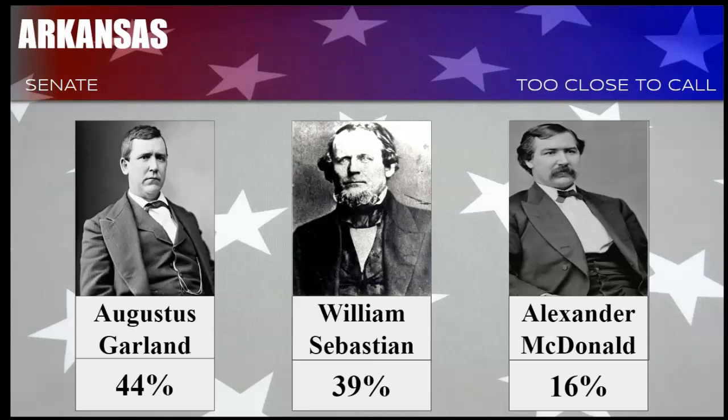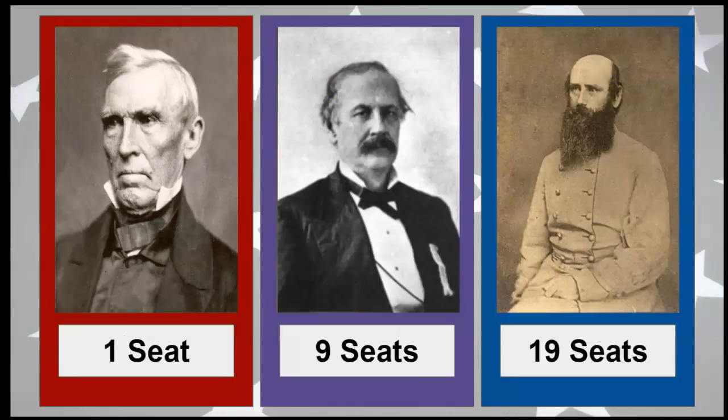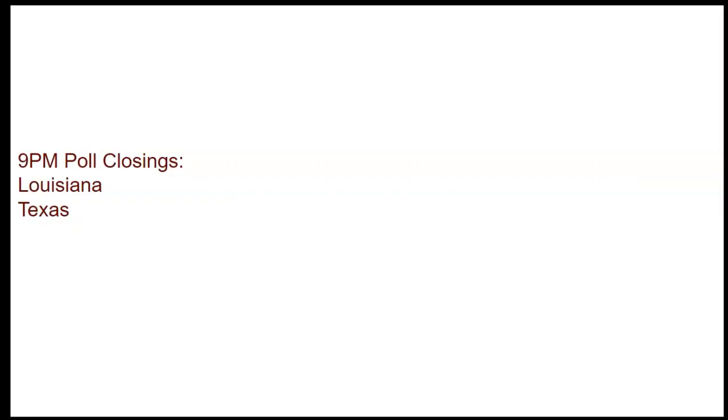Augustus Garland, the conservative, is currently leading his closest opponent, which is moderate William Sebastian, who is trying to keep this seat in moderate hands. William Sebastian at 39%, and Alexander McDonald, a liberal, at 16%. Out of Maryland Senate race, still too close to call. George Vickers' lead now drops to about 1% over Philip Thomas. And here's the current Senate composition. No change here. It is now 9 p.m.